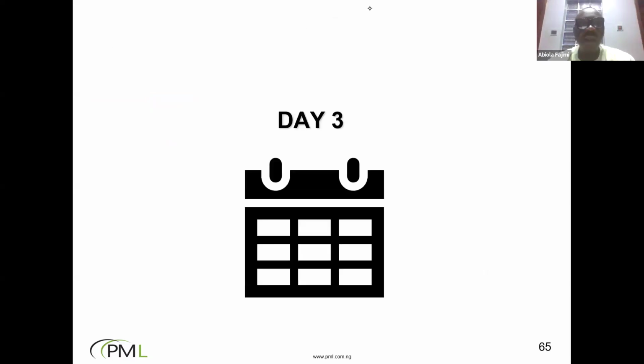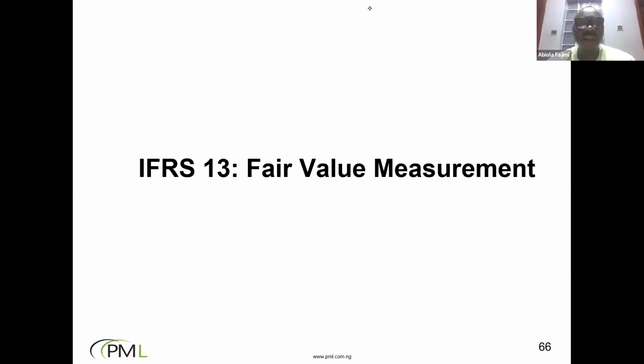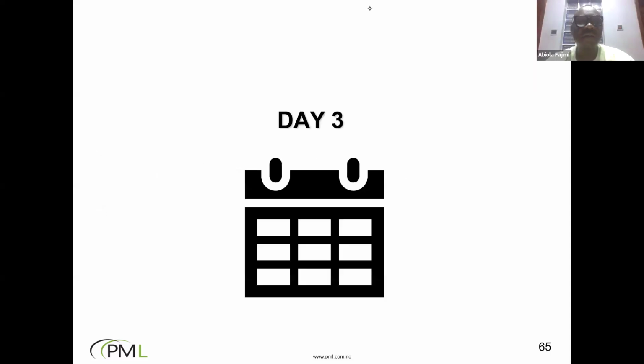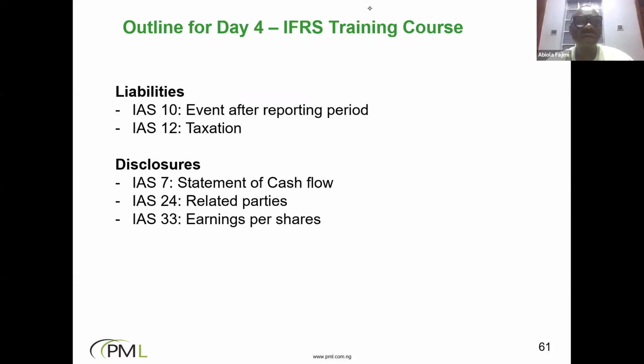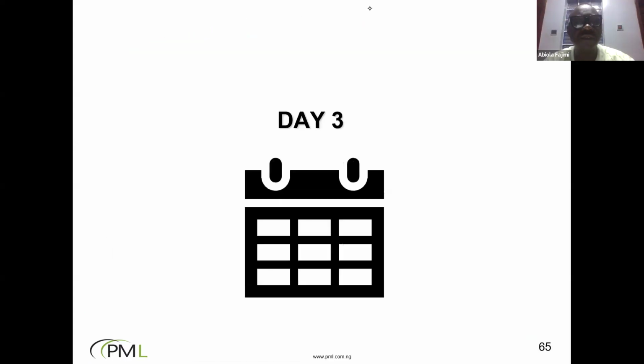So today is day 4 and our final day, maybe because this was a slide we were meant to take last week, but because of time, we could not get there. So we'll start with this slide and then move to the other slide we have for the day. But in terms of slide content for the day, we'll look at IAS 10 events after the reporting period. We'll look at taxation. We'll look at statement of cash flow. We'll look at related parties and earnings per share. So these are the standards we want to look at today. A couple of them are short standards.